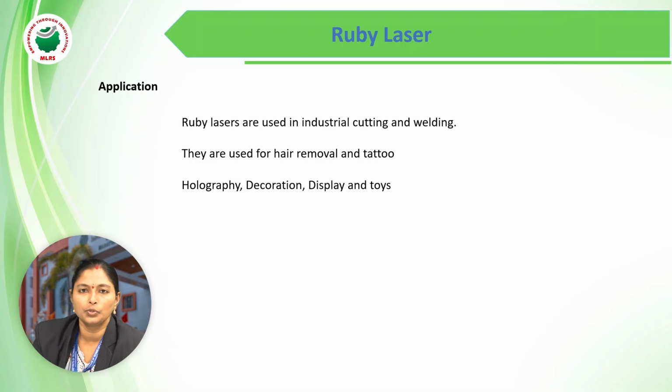So what are the applications? Ruby lasers are used for industrial cutting and welding purposes, and also for removal of hair and tattoos. Tattoos can also be removed with the help of ruby lasers. They can also be used in holography, decoration, displays and display devices, and toys.